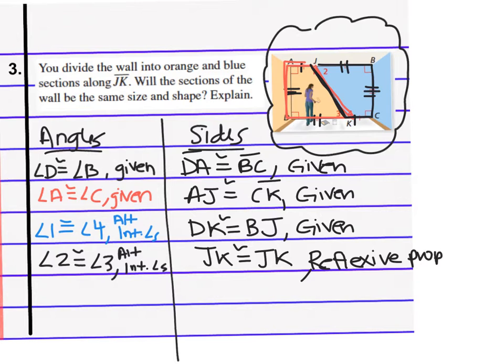So I've listed all 4 sets of corresponding angles that are congruent, all 4 sets. Now I can say quadrilateral DAJK is congruent to quadrilateral BCKJ. And that's my congruence statement.